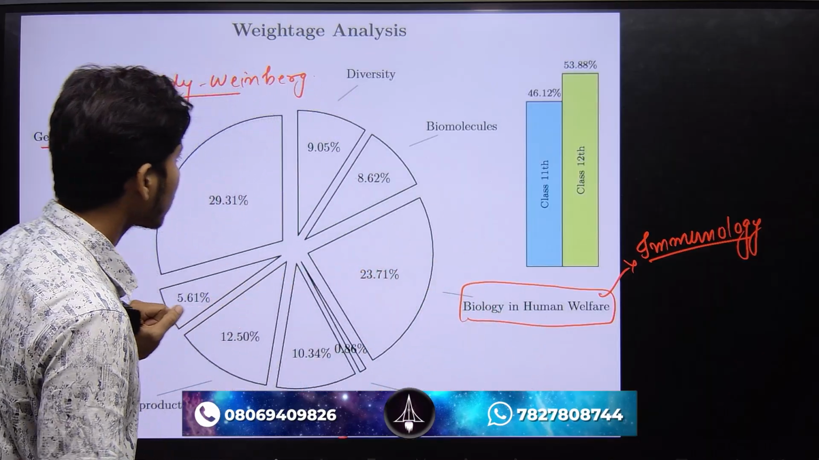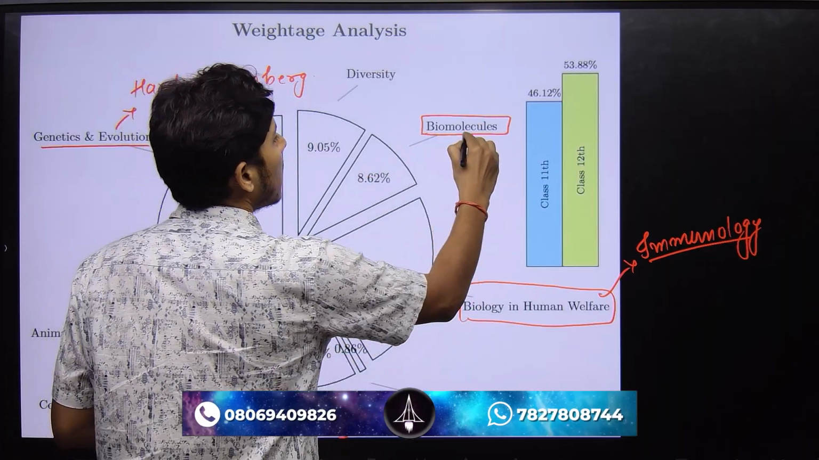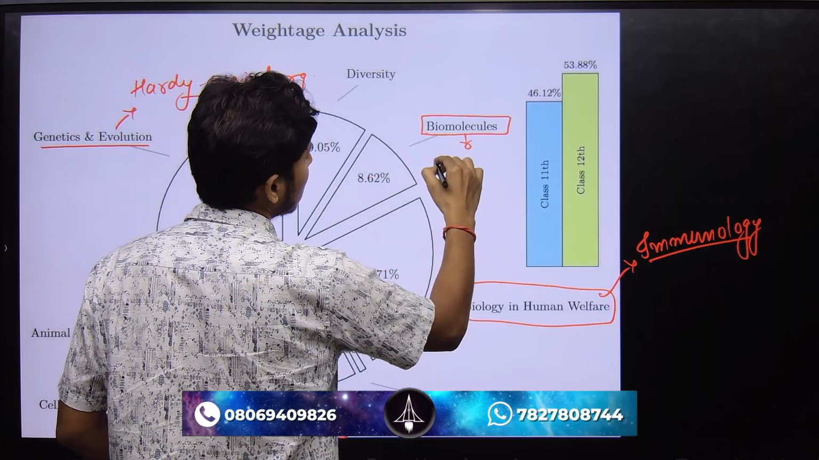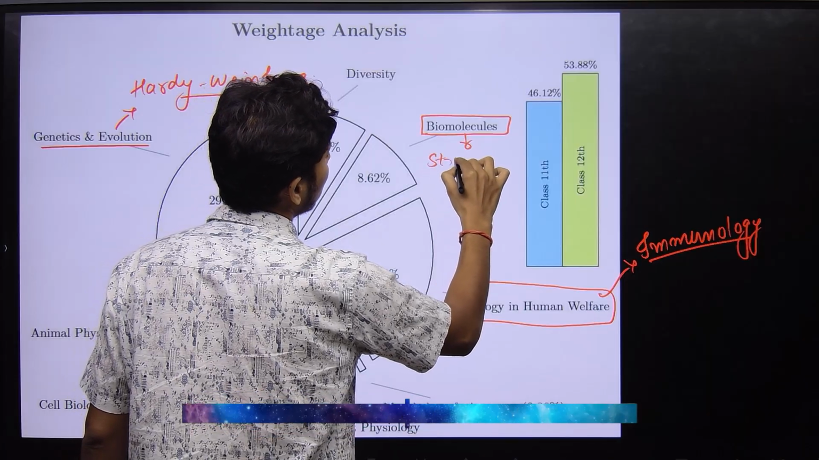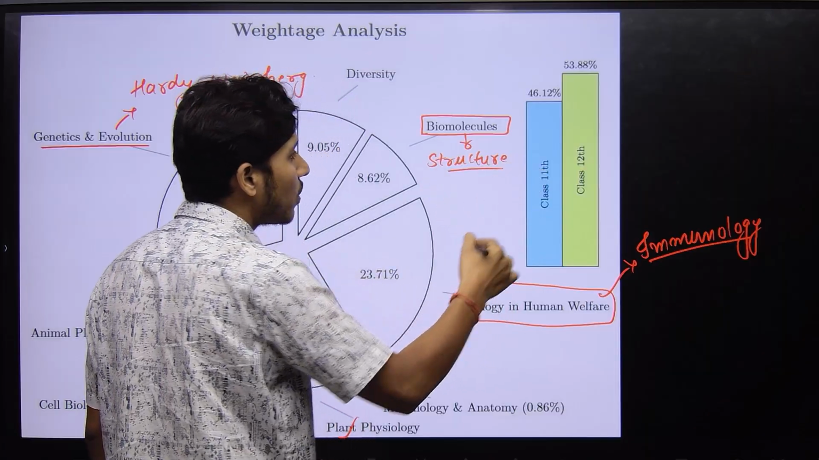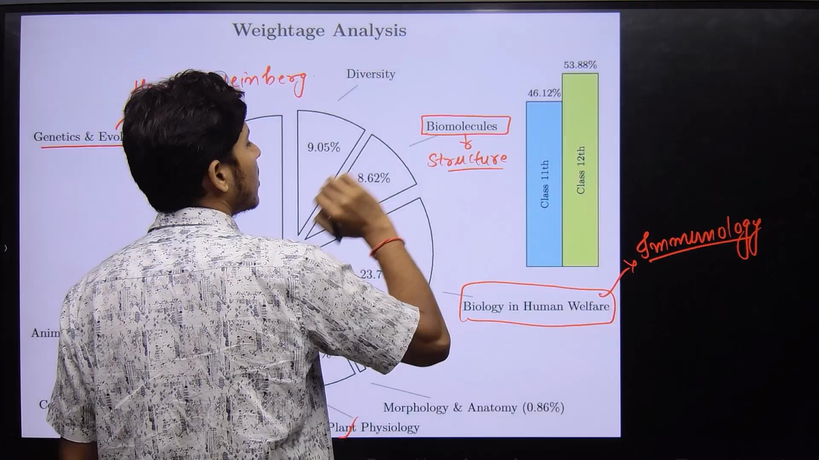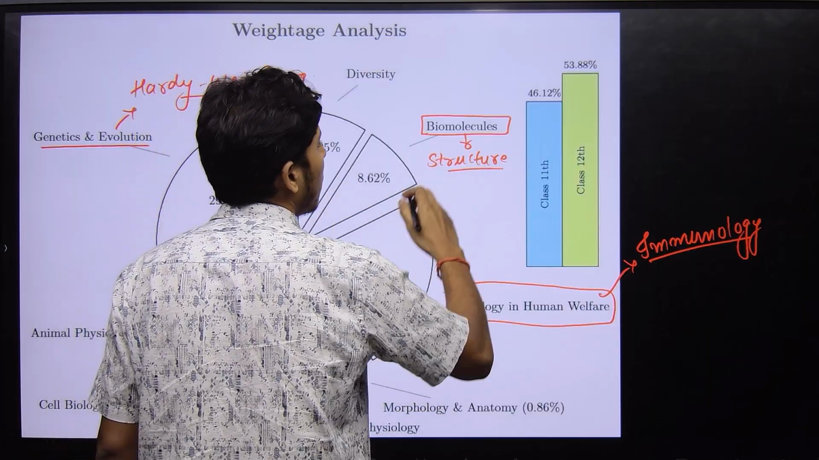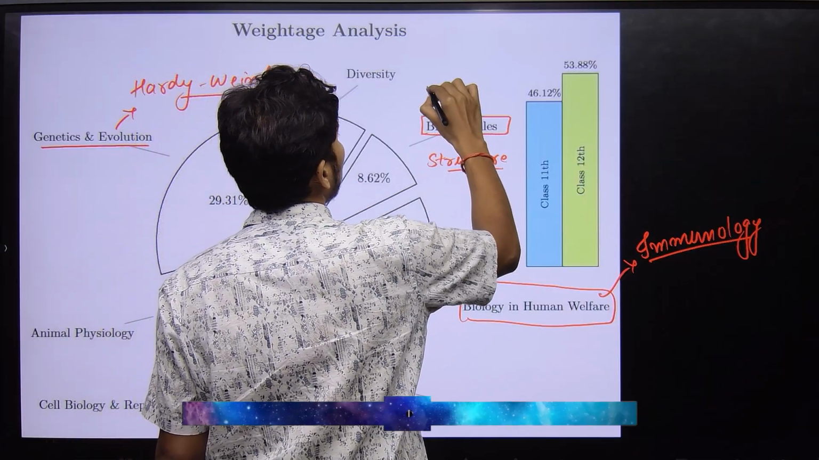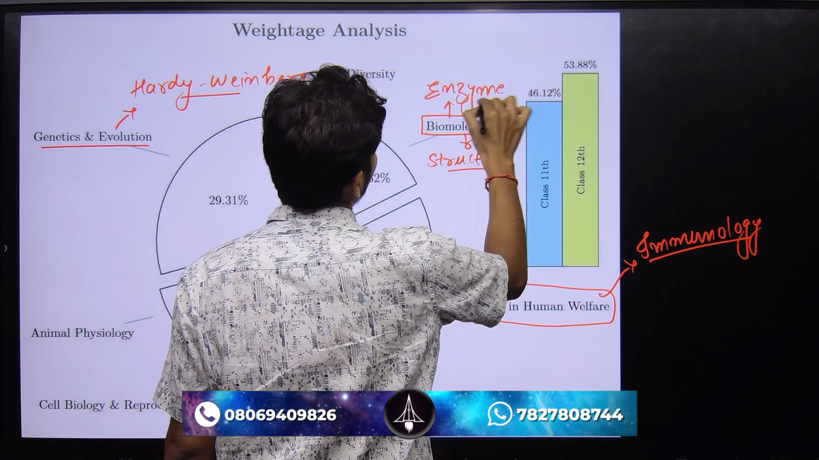Now biomolecules, a very important unit again. Questions are asked from the structure of biomolecules like RNA, DNA, proteins, amino acids, lipids, nitrogenous bases. All those biomolecules are important, and also enzyme kinetics is a very important topic from this chapter.